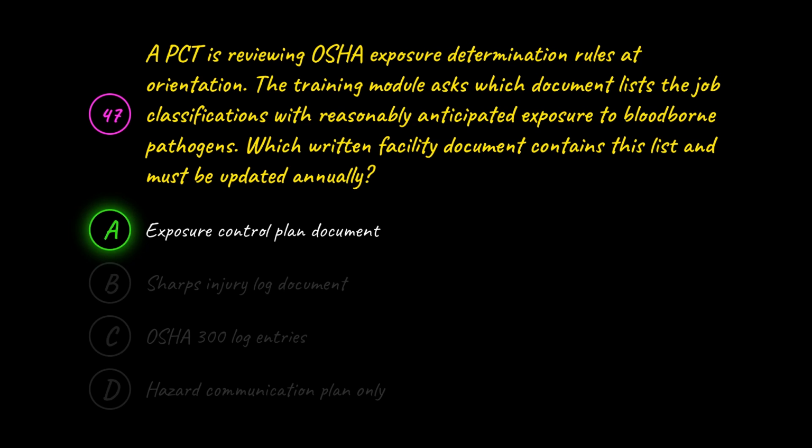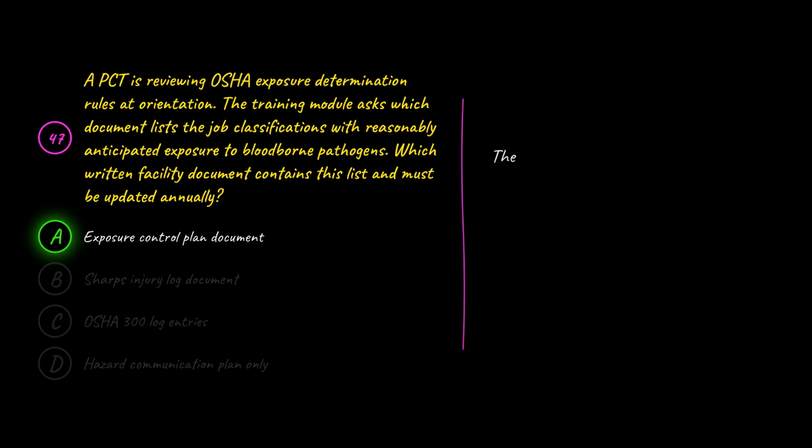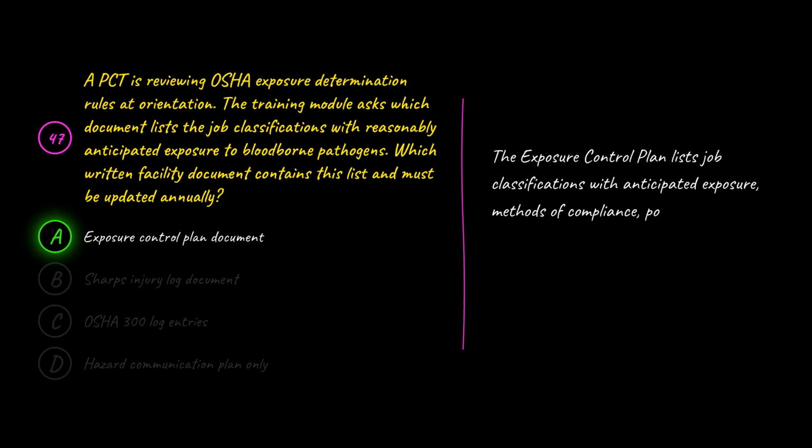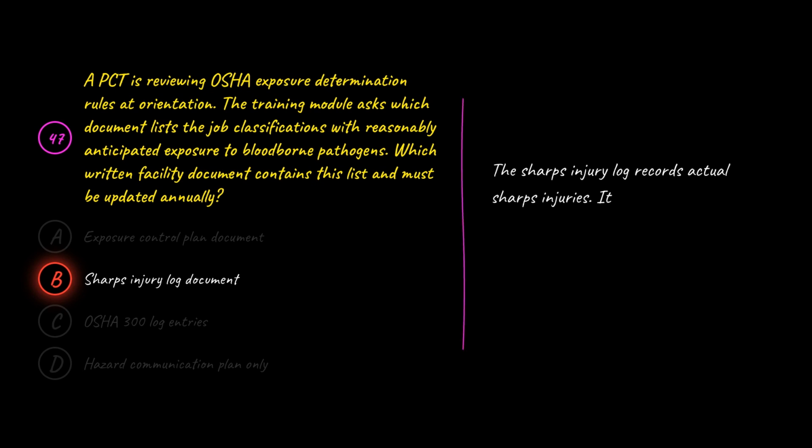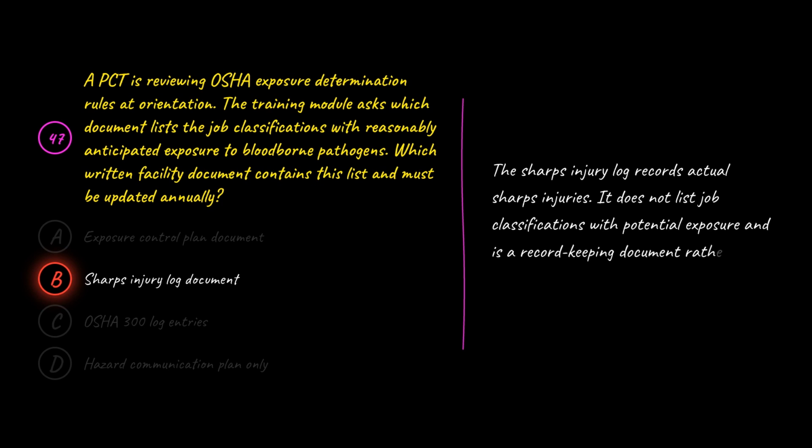Exposure Control Plan document. A is correct because the Exposure Control Plan lists job classifications with anticipated exposure, methods of compliance, post-exposure procedures, and record keeping. It is reviewed annually and updated to reflect changes in tasks, devices, and the workforce. B is wrong because the Sharps injury log records actual Sharps injuries. It does not list job classifications with potential exposure and is a record-keeping document rather than a planning document like the Exposure Control Plan.